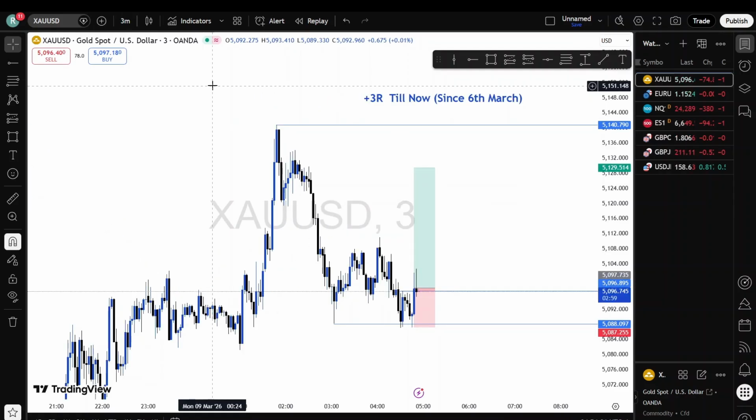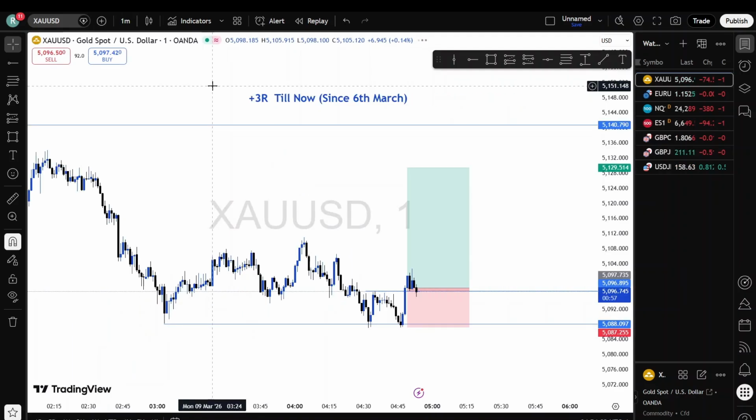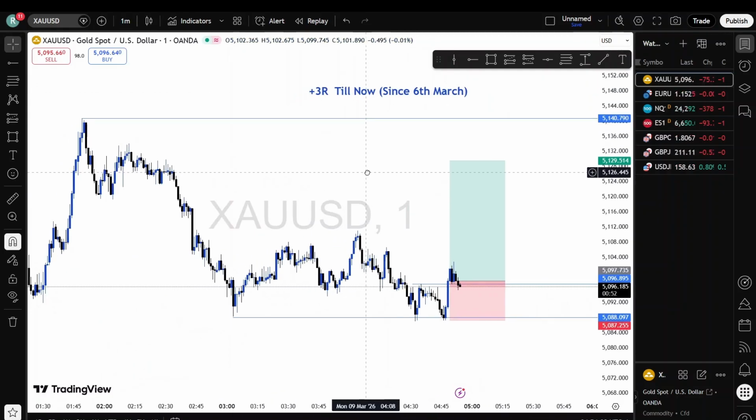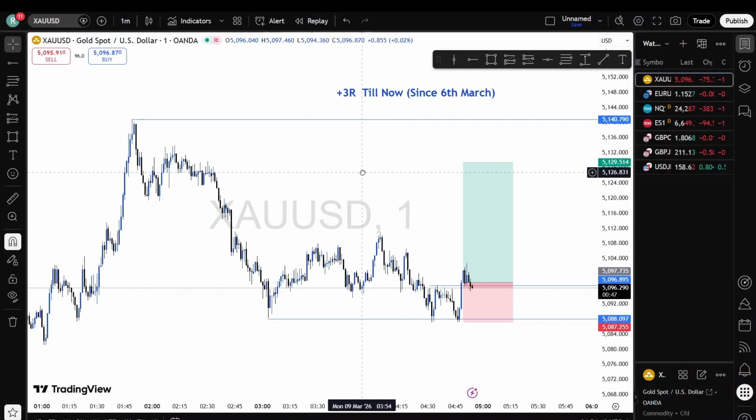Now the 3 minutes time frame has also created a bullish FVG. Let's see what happens. It is what it is. If it happens, it happens.